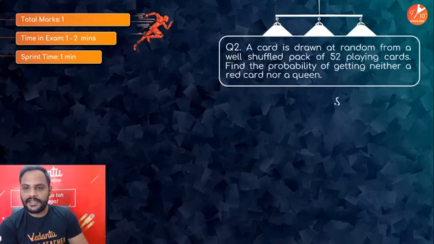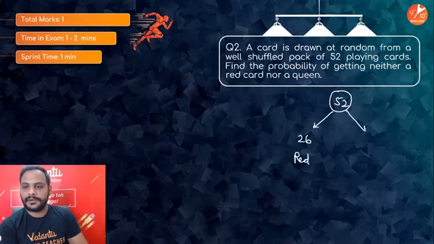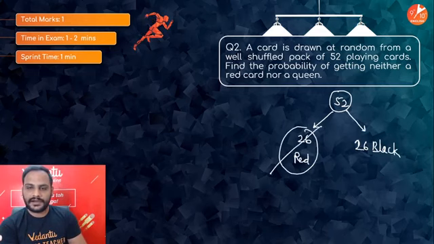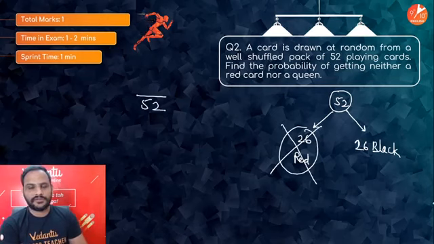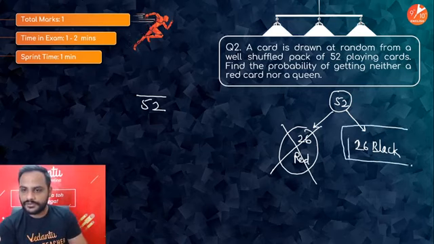So now look, if I have 52 cards, in these 52 cards 26 are red, 26 are black. So you don't want a red card, so these many cards have been removed. Total number of cards I have is 52. Now out of these, 26 black cards are favorable. Out of these you don't want a queen as well.